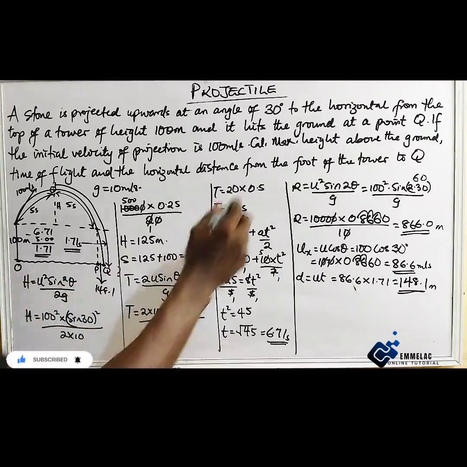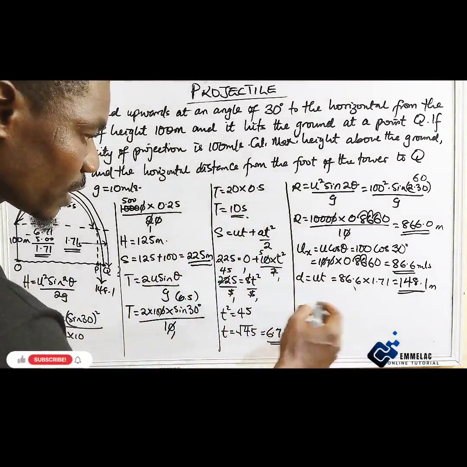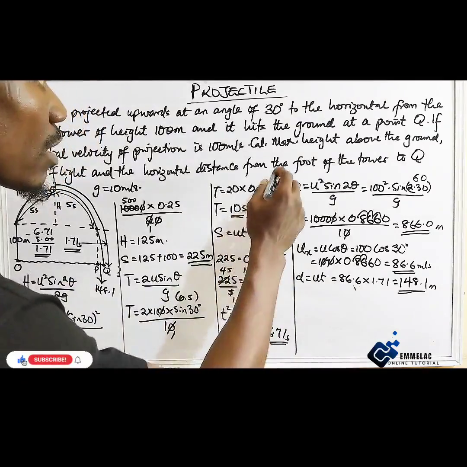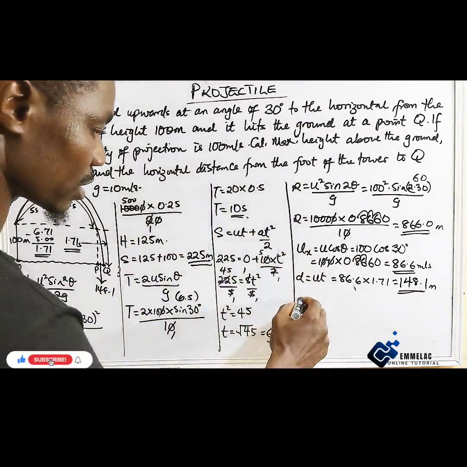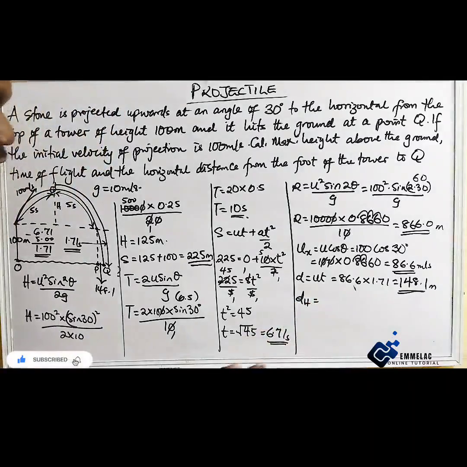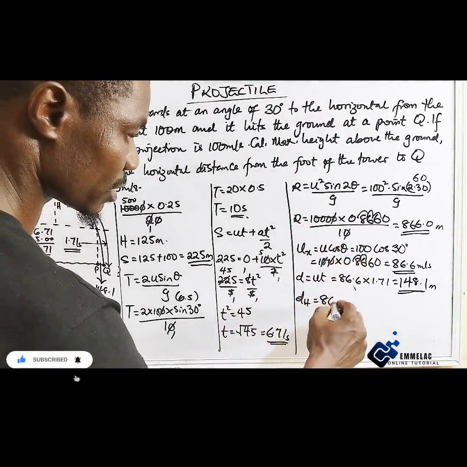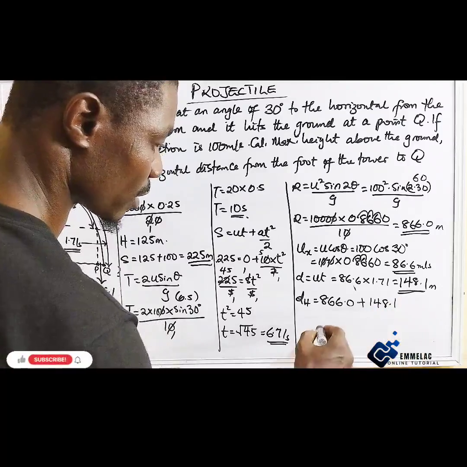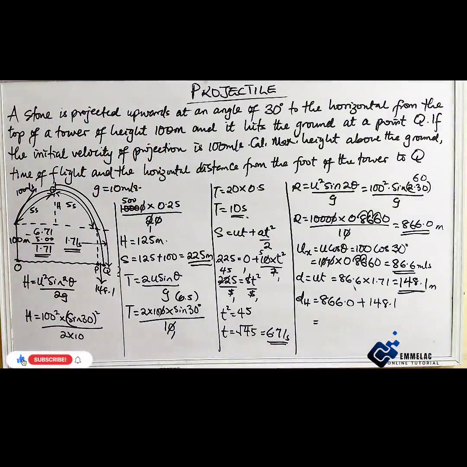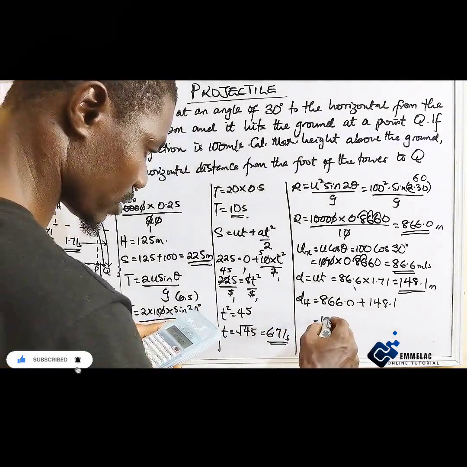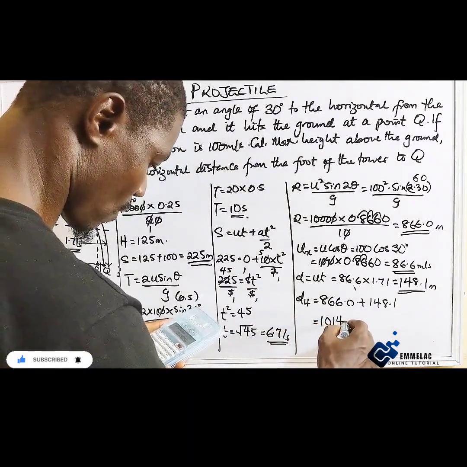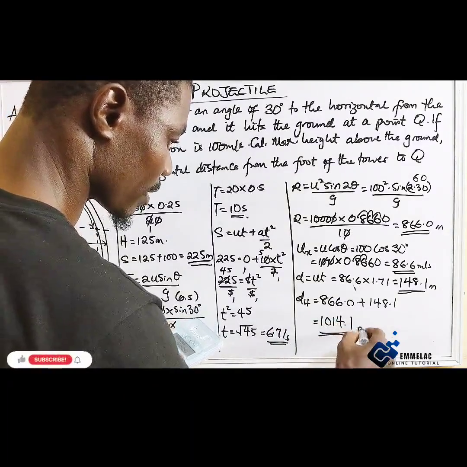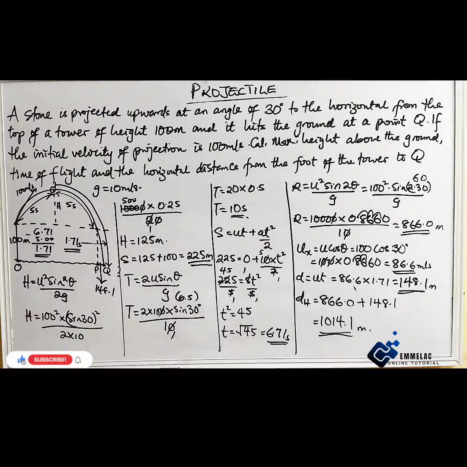So the total horizontal distance is represented as the range, 866.0, plus 148.1. Now this should give us 1014.1 meters. Alright, that's the final answer to this question.